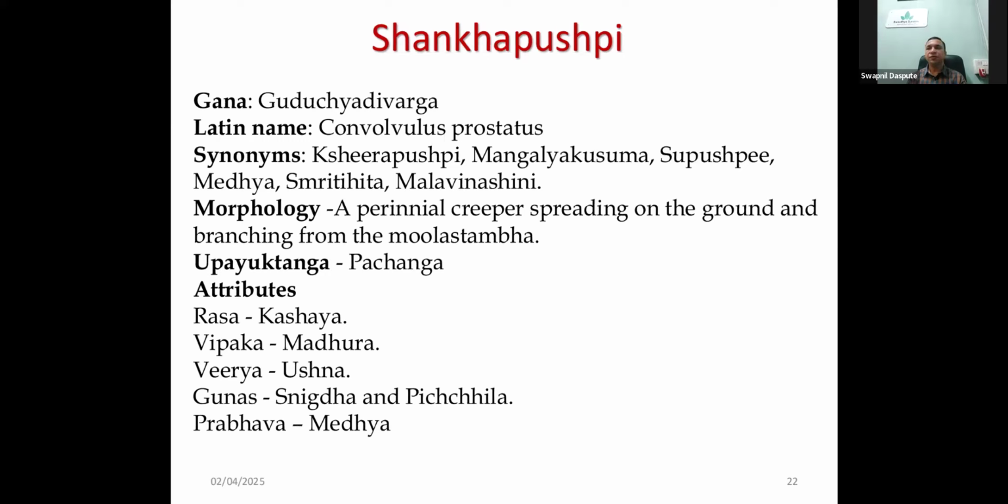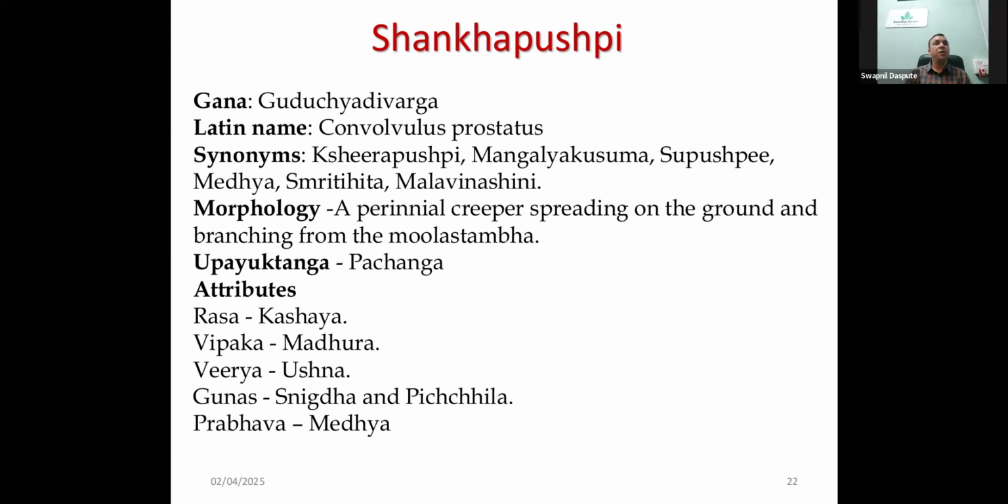So the next herb which we are going to learn is Shankha Pushpi. It is found in the classical textbooks. You can find it in Guduchadi Varga. Guduchi is a herb which you have studied before. So Guduchadi Varga is one of the groups of herbs in which you can find Shankha as one of the ingredients or participants.